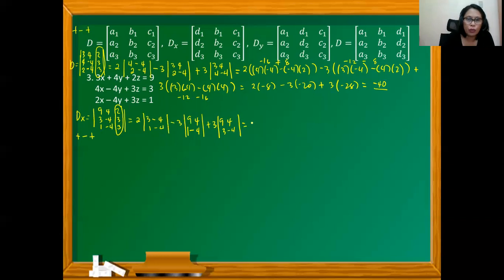So this is equal to 2 quantity, the product of 3 and negative 4, minus the product of negative 4 and 1, minus 3 quantity, the product of 9 and negative 4, minus the product of 4 and 1, plus 3 quantity, the product of 9 and negative 4, minus the product of 4 and 3.